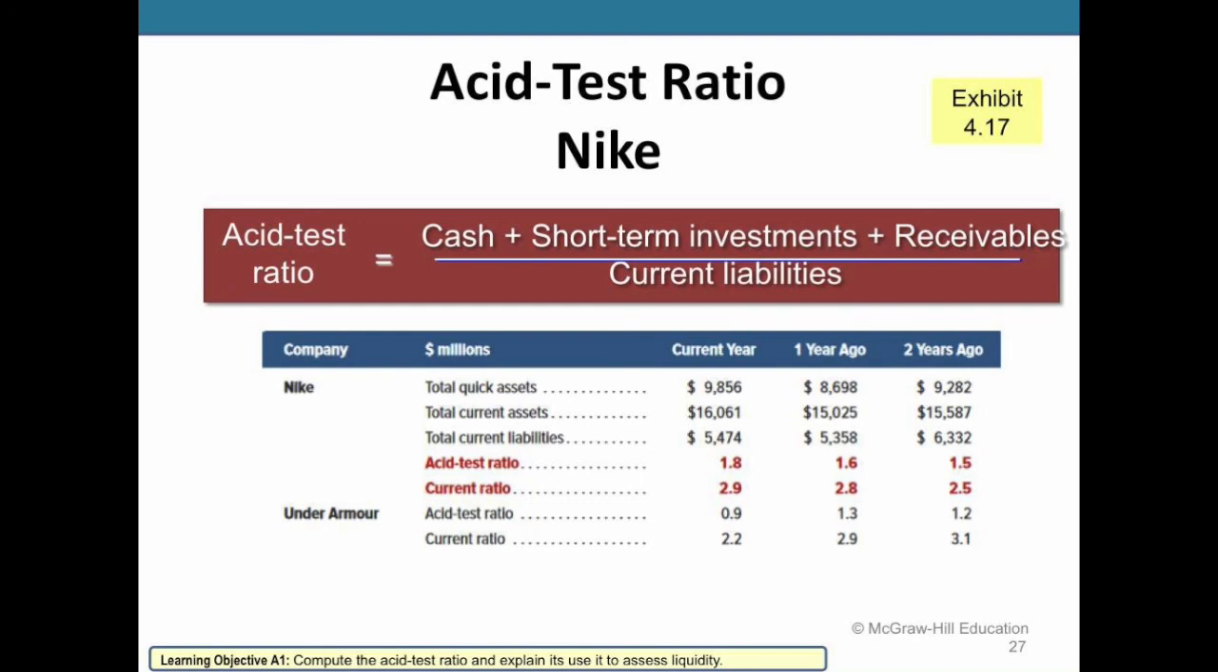Another thing we might look at just for comparison's sake is the acid test ratio against the current ratio. The current ratio is going to include all of those current assets, not just the assets included in the acid test ratio. So here with a 1.8 for the acid test ratio, the current ratio is about 2.9, so having almost 3 times the amount of current assets to meet those current liabilities.